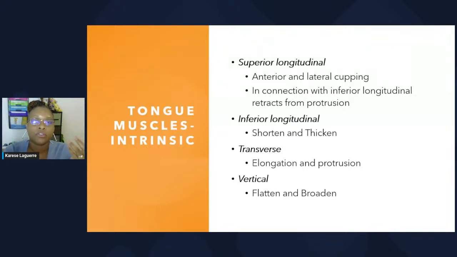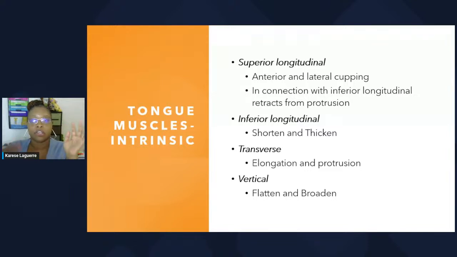The superior longitudinal, that's anterior and lateral cupping. So if you can make your tongue look like a bowl, you are activating and engaging primarily, but not in isolation, your superior longitudinal. It connects with the inferior longitudinal to retract. So when you are moving your bowl from outside in, you're working with your superior longitudinal and your inferior longitudinal. Inferior longitudinal is going to shorten and thicken the tongue. The transverse is going to elongate and protrude.